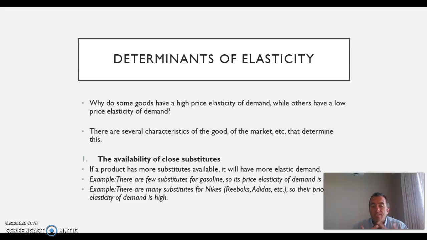Now, some goods have higher price elasticity of demand while others have low price elasticity of demand. There are several characteristics that we're going to look at to determine the elasticity. First one is substitutes. If I'm at a convenience store, you'll notice that there could be a lot of substitutes available.